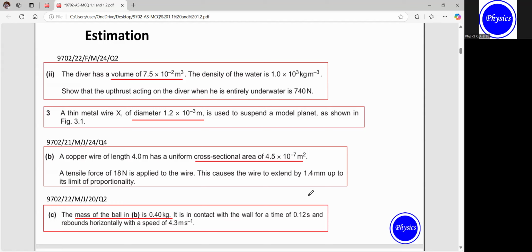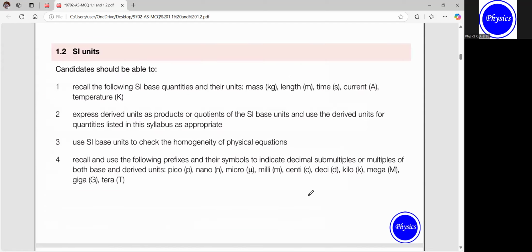Here, the last example is dealing with the mass of a ball, which is asking about a tennis ball. So here, the mass of the tennis ball is 0.40 kilogram. Whenever you see the question paper, you should also have a note of these things in your notebook. So it would be easy for you whenever you're dealing with estimation questions.